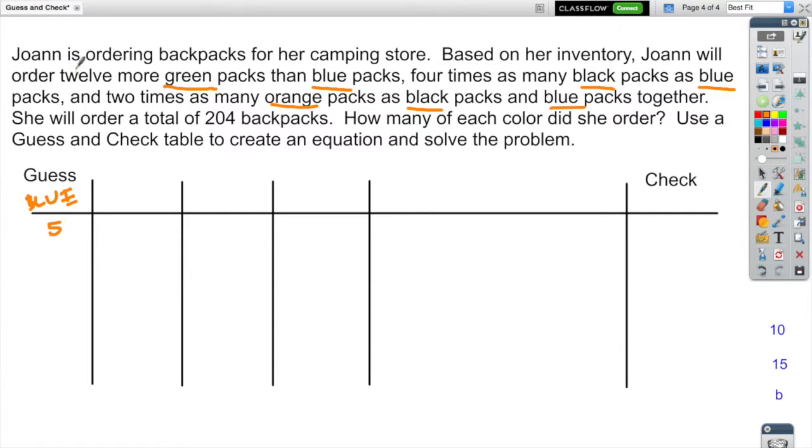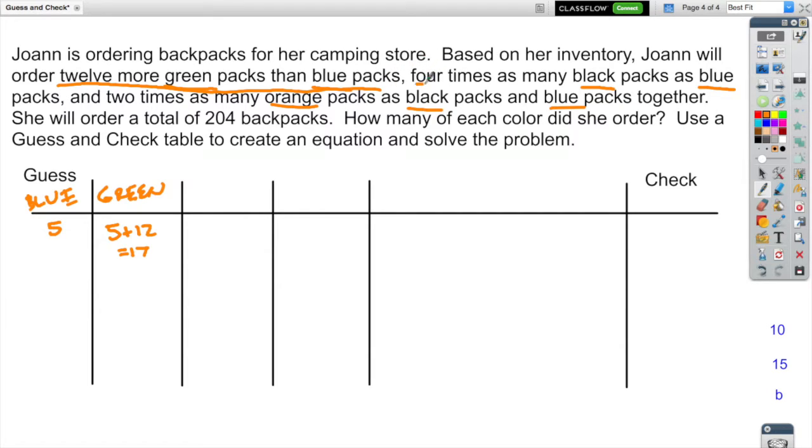Okay, now I can just follow the process here because everything refers back to the blue packs. So let's take this first one. Joanne will order 12 more green than blue packs. So now from the blue, I can establish how many green packs she's going to order. In this case, 12 more. So 5 plus 12, which turns out to be 17.